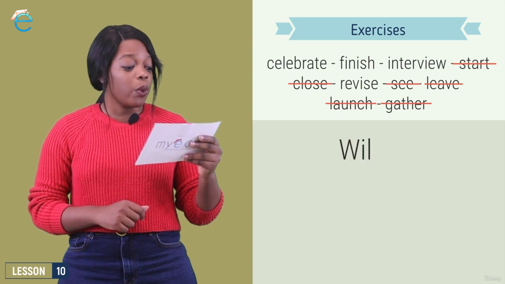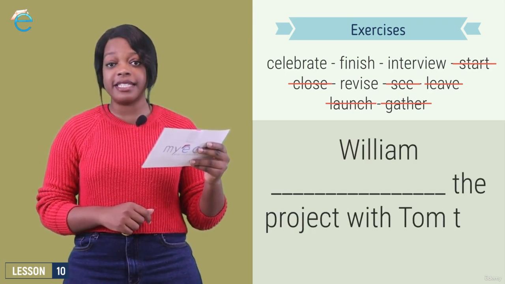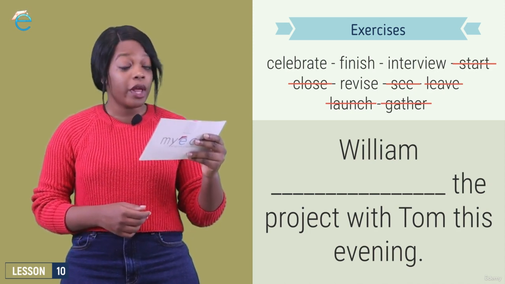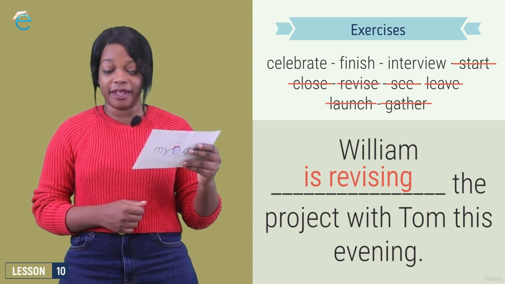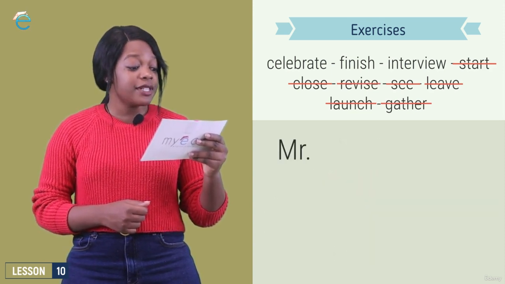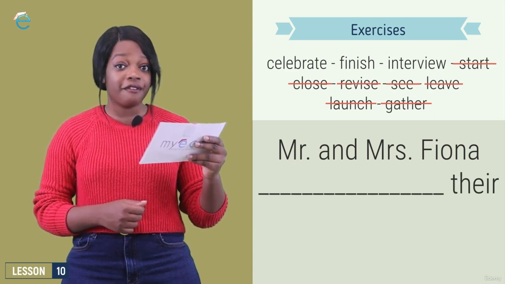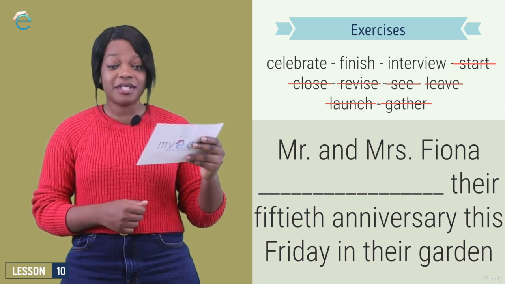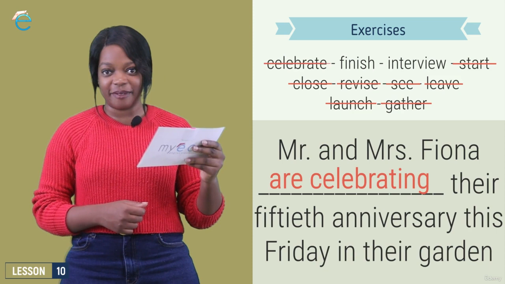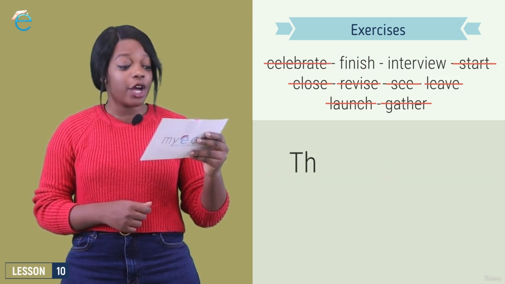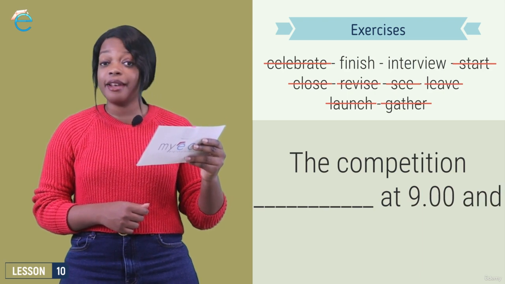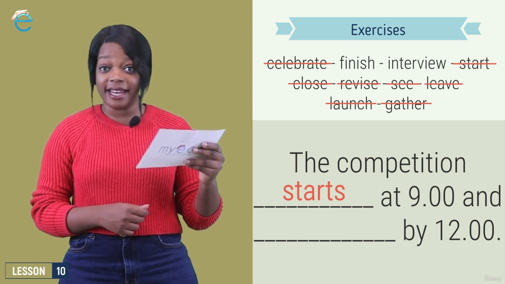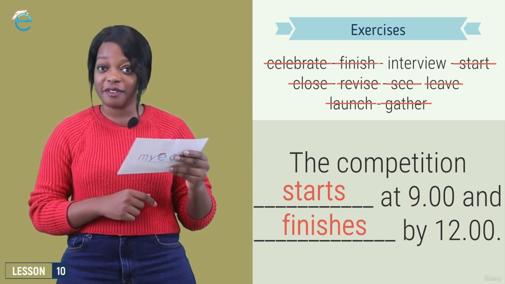Number 7, William blank the project with Tom this evening. This evening, that's a time in the near future. William is revising. Number 8, Mr. and Mrs. Fiona blank their 50th anniversary this Friday in their garden. Mr. and Mrs. Fiona are celebrating. Number 9, the competition blanks at 9 and blanks by 12. The competition starts at 9 and finishes by 12.